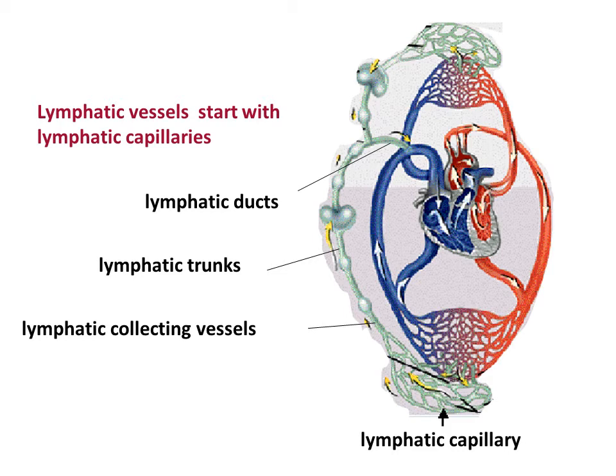In our body, you know that the thoracic duct and the right lymphatic duct are the main source of the lymphatic trunk, the lymph from our body.